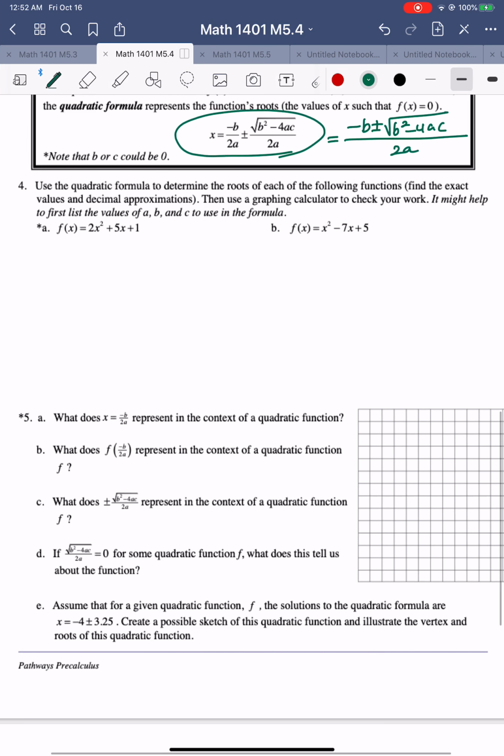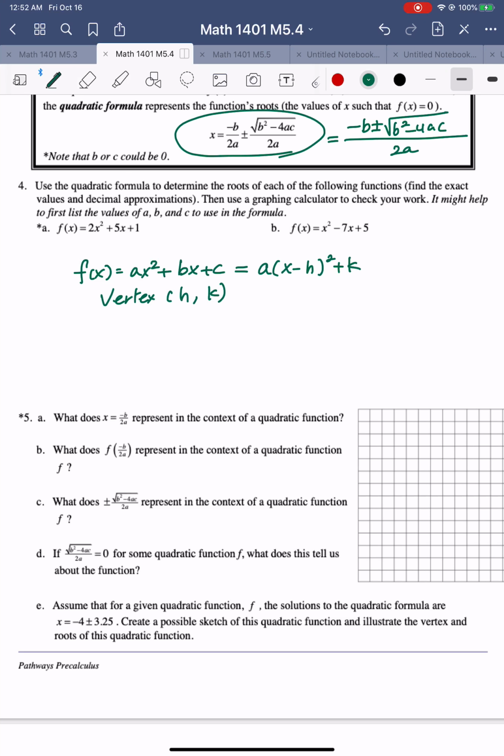So when we do number 5, what does x equals negative b over 2a represent? When you have a quadratic function in standard form, you can always switch to the vertex form, where the vertex is (h, k). So h is x and k is y for the special point of the quadratic we call the vertex. But h is always going to be negative b over 2a. And in order to find k, you plug h into the function, where h is negative b over 2a. So what does x equals negative b over 2a represent?